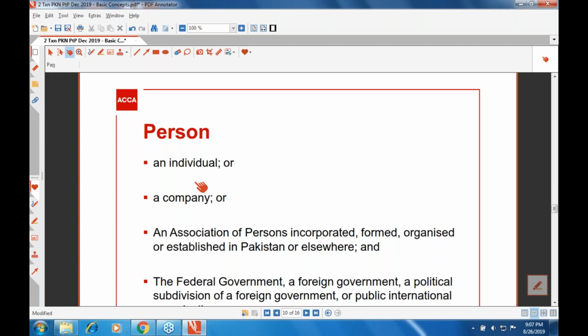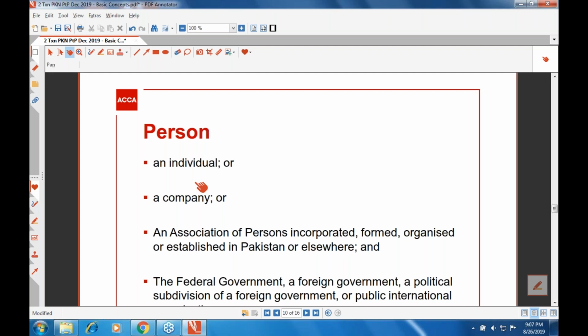Okay, there's a student, Jawadur Rahman, asking, will you be teaching company also? Yes, I'll be teaching you company also. Don't worry. Let me proceed with the time, and inshallah I'll cover everything.